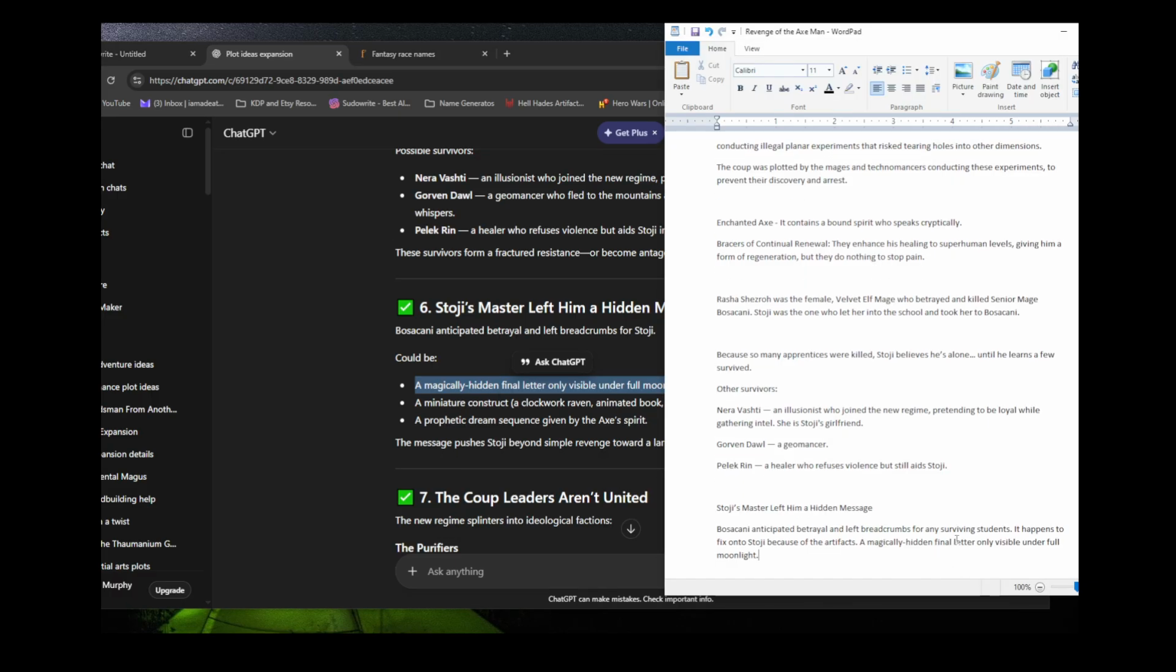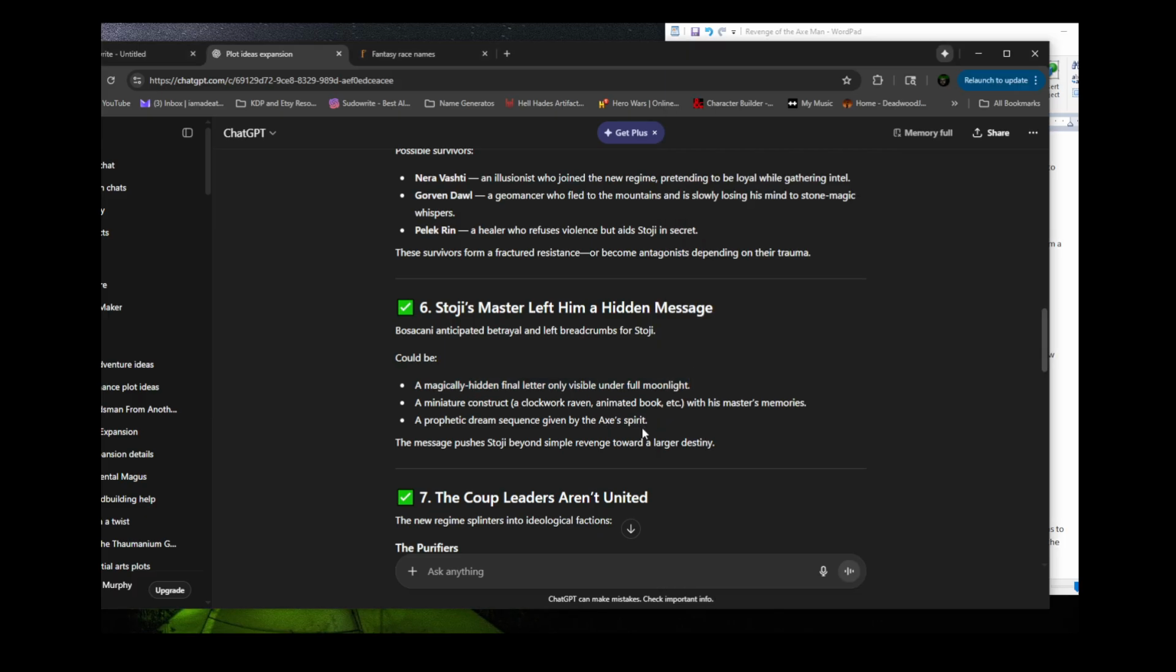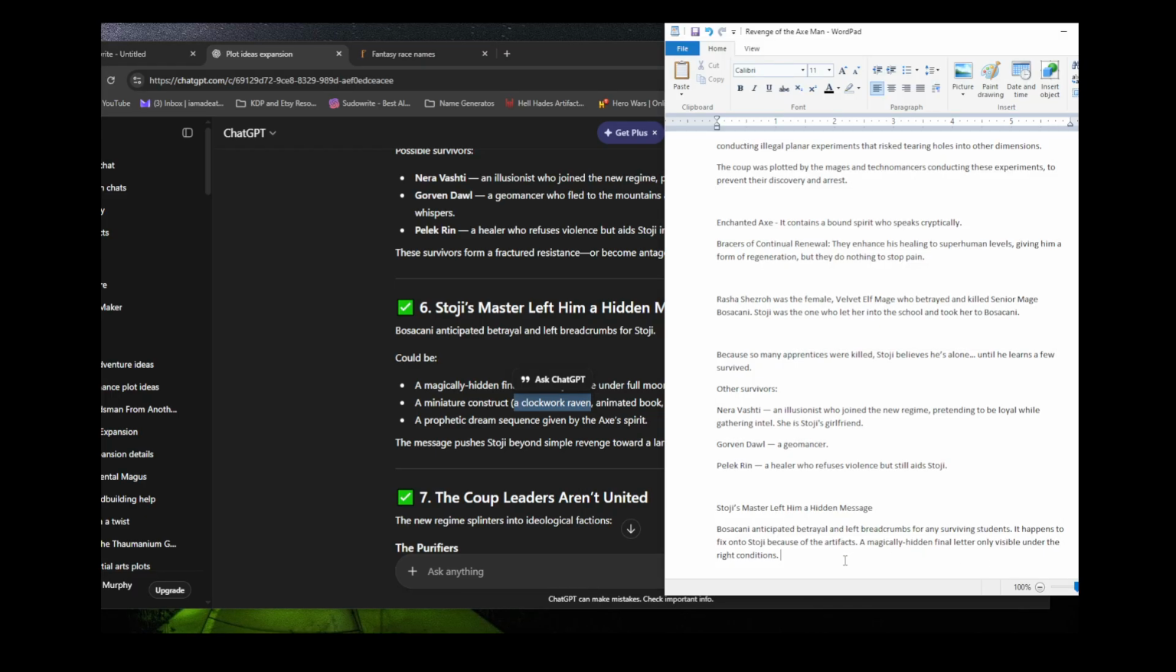Magically hidden letter, only visible under not full moonlight, that's too easy. The right conditions, so we're bringing in a little bit of old school Tolkien style hidden messages here. And let's go with this Clockwork Raven thing. I like that. It's a nice little detail we can use. It's given to Stoji by a Clockwork Raven.